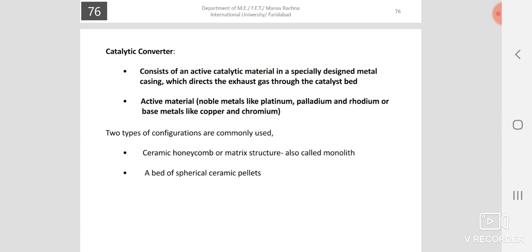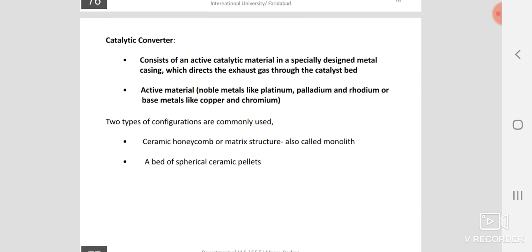We have noble metals like platinum, palladium, rhodium, or base metals like copper and chromium. These are all different active materials. Now, there are particular reactions happening with these metals and the exhaust gases. As engineers, we need not go into the details of the reactions. That's the part the chemists will see. We are more bothered that the pollutants are reduced. Our specific role is contained in that.